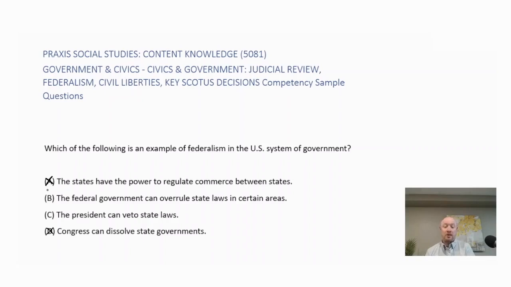I'm going to eliminate choice C. The president is not allowed to veto state laws. Okay? The states have the ability through the Constitution to govern themselves. And the correct answer here is B, the federal government can overrule state laws in certain areas. So, for example, the Supreme Court can examine a state law and see if that law is unconstitutional and overrule it.